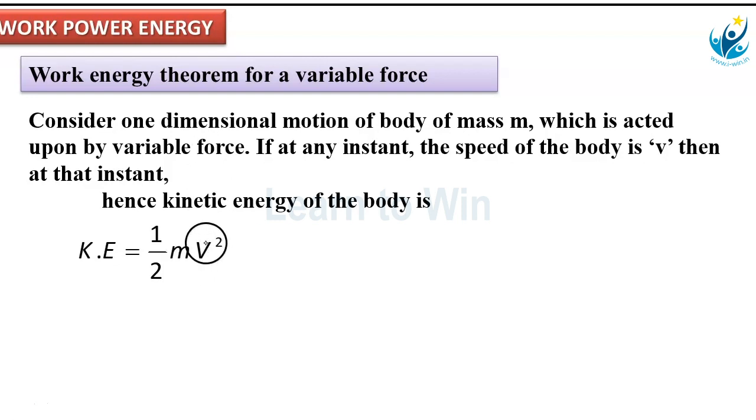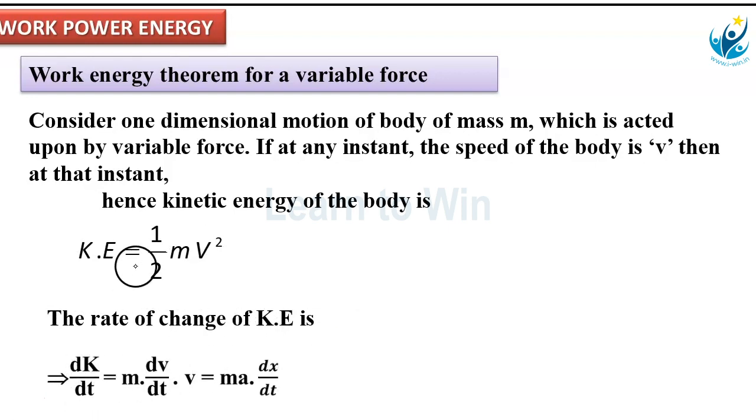If velocity is not constant, now I am going to find the rate of change of kinetic energy, dK by dt. For that, I want to differentiate this equation. So, the rate of change of kinetic energy dK by dt is equal to half m, constant, for v square 2v into dv by dt. 2 cancels, this part is left. m into dv by dt into v.